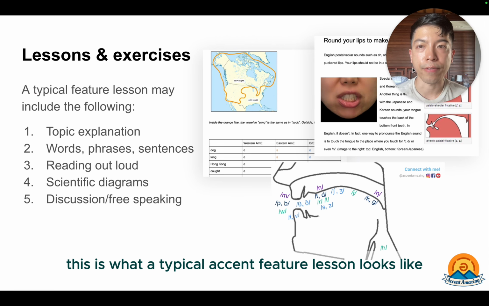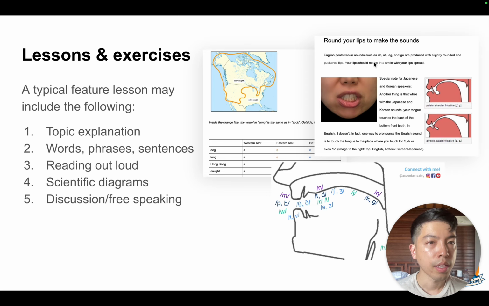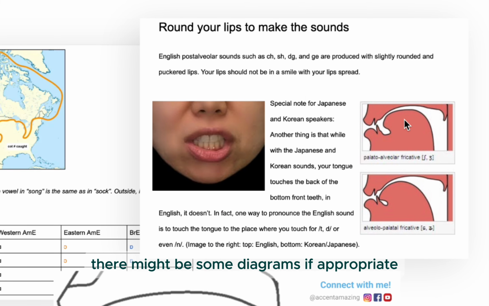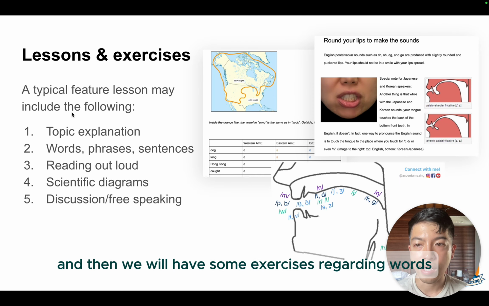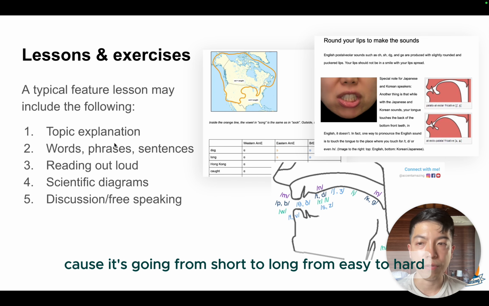This is what a typical accent feature lesson looks like. So there's a topic explanation where you can read a little bit about the sound. There might be some diagrams if appropriate, and then we will have some exercises regarding words, then phrases, then sentences, because it's going from short to long, from easy to hard.